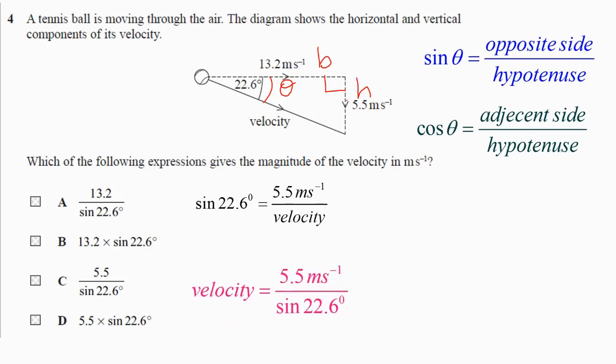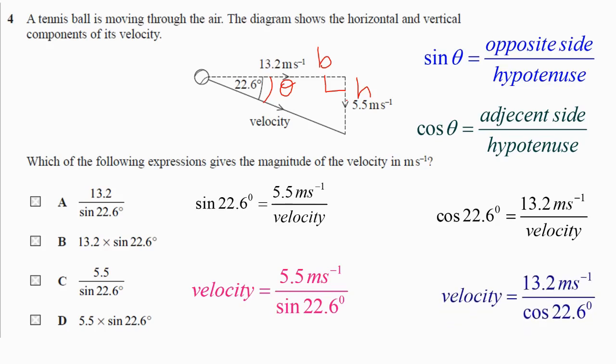The resultant velocity is equal to 5.5 meter per second divided by sine 22.6 degree. Otherwise, we can also apply the cos theta to this triangle. Cos 22.6 is nothing but the adjacent side of this angle, 13.2 meter per second, divided by the resultant velocity. So we can calculate the velocity as 13.2 meter per second divided by cos 22.6 degree.